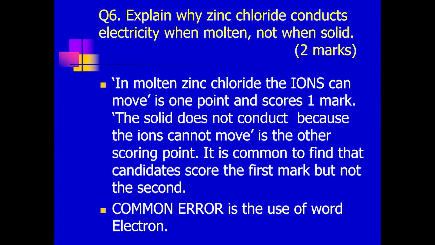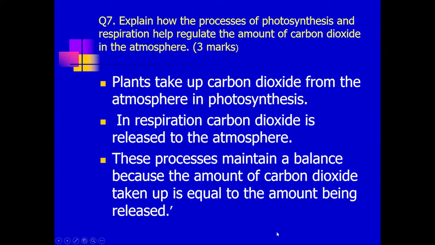In ionic compounds, ions are responsible for conducting electricity, not electrons. If you write electrons here for an ionic compound, there will be no credit. In metallic bonding, electrons are responsible for conducting electricity. Graphite is the only non-metal where electrons are responsible for conducting electricity. So remember this important point.